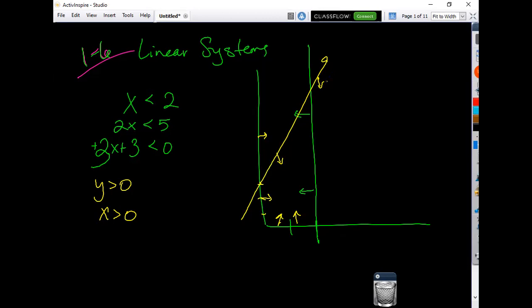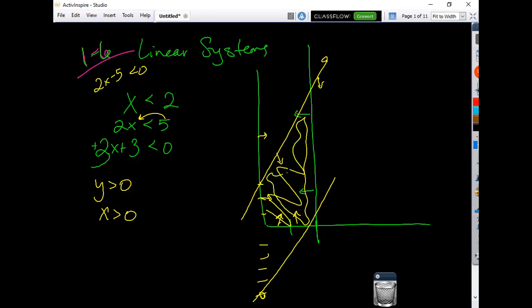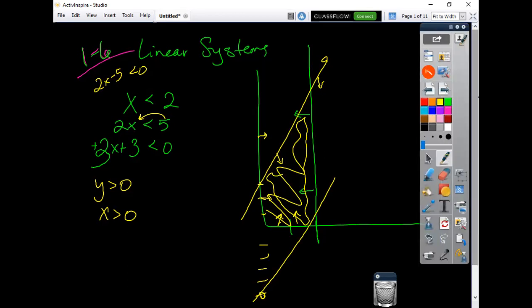And then the 2x plus, if you subtract that 5 over here, you'd have 2x minus 5 is less than 0. So a negative 5. And then a slope of 2 would be coming up here somewhere. But anyway, this region right in here where everything overlaps, that's called the feasible region. But so I just made that up. Some of that might not fit in there very well.